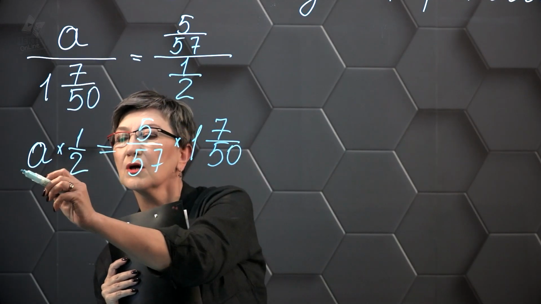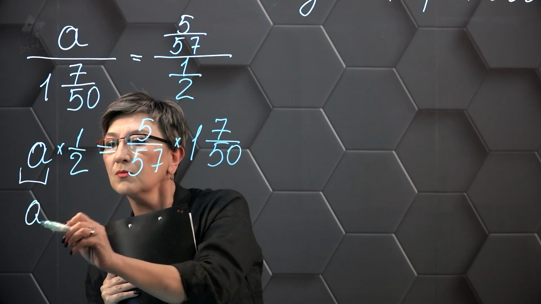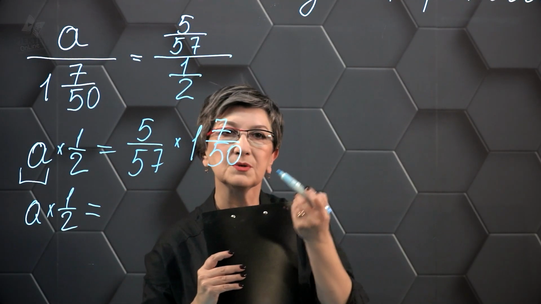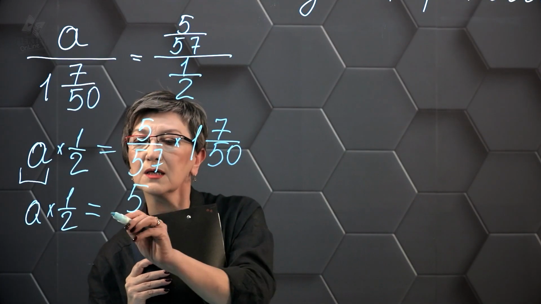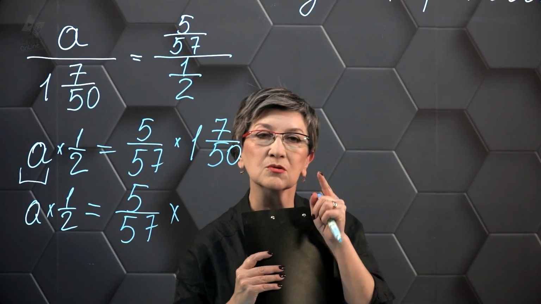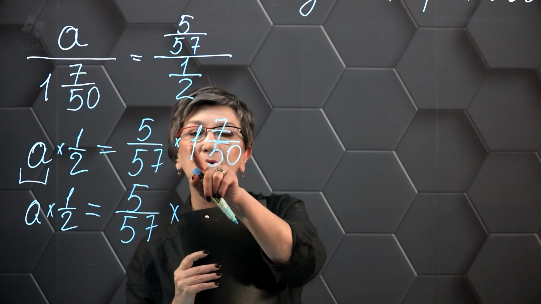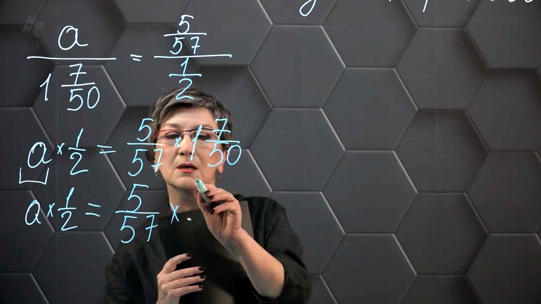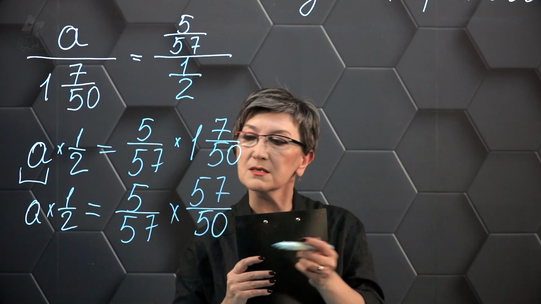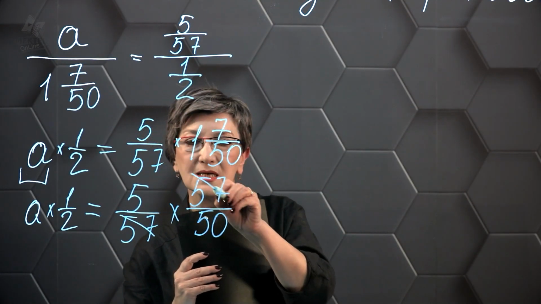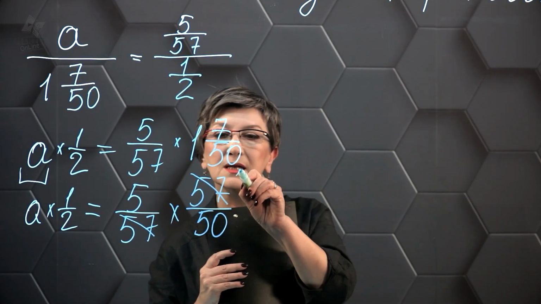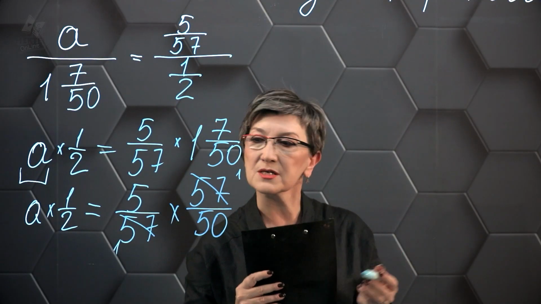Solving our proportion, we find the value of A. A times 1 1/2 equals 5/57 times 1 7/50. For this we multiply. 1 7/50 must necessarily be converted to an improper fraction: 1 multiplied by 50 and plus 7. The result is 57/50. As a result, we can see that we can divide 57 in the numerator and 57 in the denominator by 57, in order not to work with large numbers.